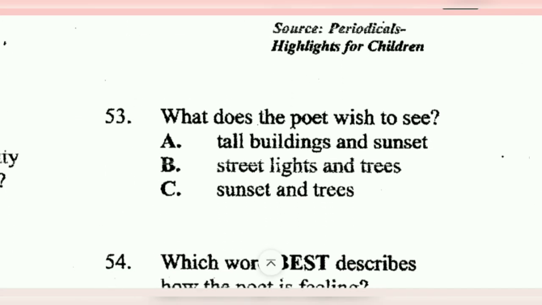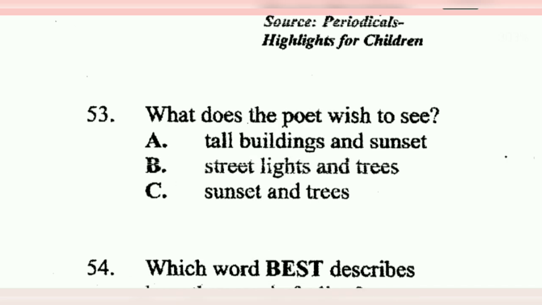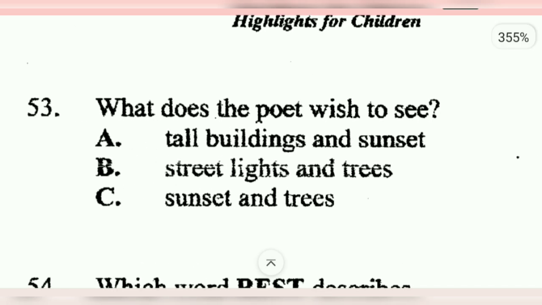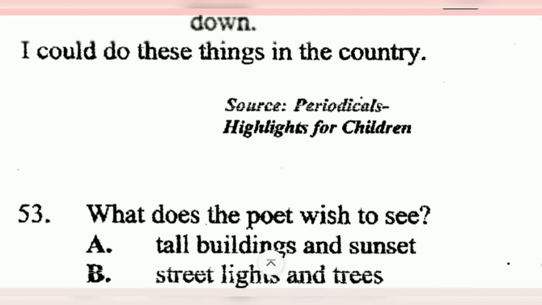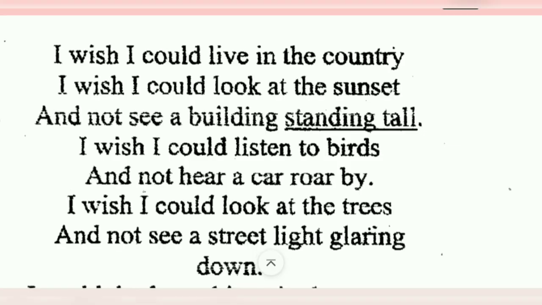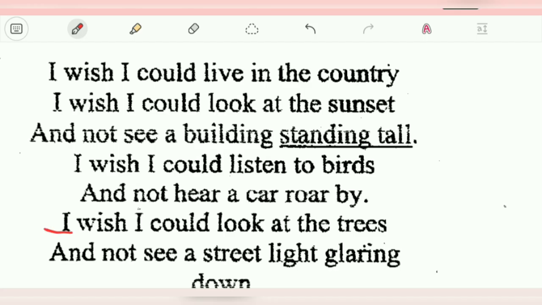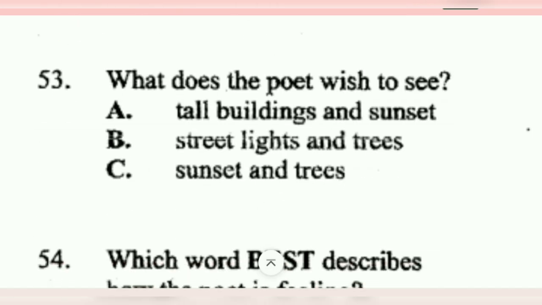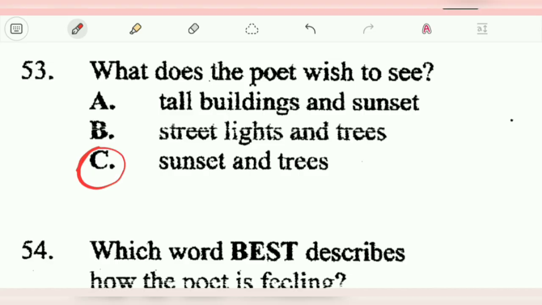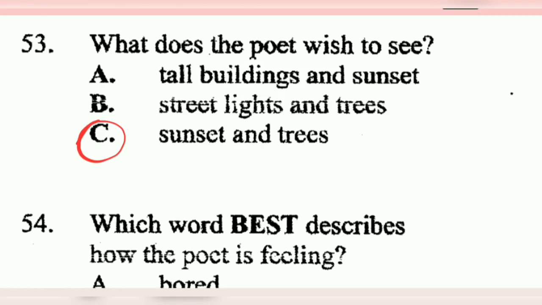Alright? What does the poet wish to see? A says tall buildings and sunset. B says street lights and trees. And C says sunset and trees. Alright? So what does the poet want to see? I wish I could look at trees. We're seeing that's one of the things. I wish I could look at the sunset. See? So sunset and trees. You have to go back to the poem to find your answers if you're not remembering upon reading once.